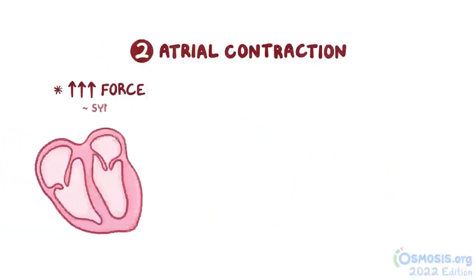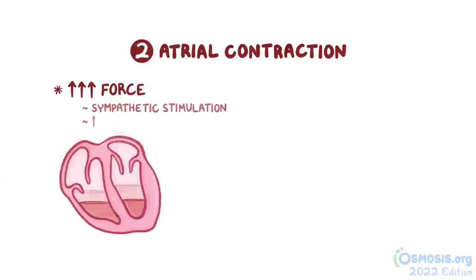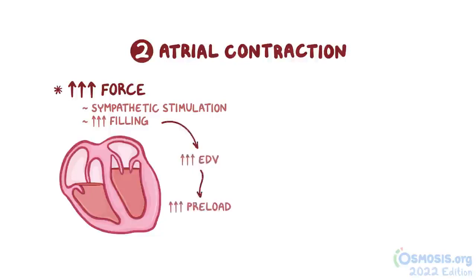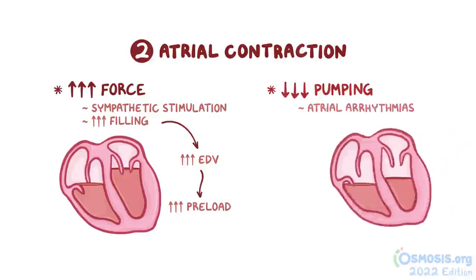Next factor is atrial contraction. Increased force of atrial contraction, either by sympathetic stimulation of the heart or increased filling of the atria, increases the volume of blood that enters the ventricle, eventually causing an increase in end diastolic volume, or EDV, and preload. On the other hand, when the atria can't pump blood efficiently and in sync, which is common in atrial arrhythmias, the volume of blood that enters the ventricle will decrease, eventually causing a decrease in end diastolic volume and preload.